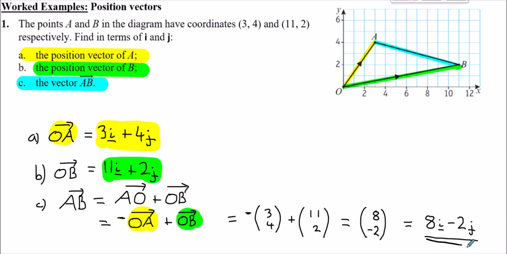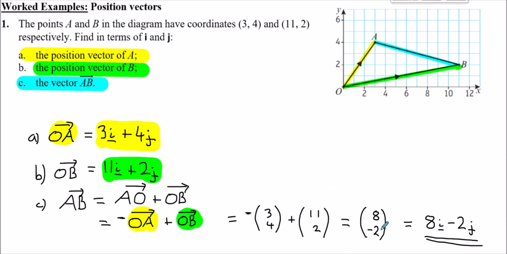Now, well done if you've spotted this, you might have spotted a much quicker way of doing it, and you might be thinking, why on earth has he just done it this really long way? You could have done this using the coordinate grid. From A to B, it's just this blue line. So how far along are we going? We're going 1, 2, 3, 4, 5, 6, 7, 8 along, and 2 down. So by inspection, you could have got 8i minus 2j.